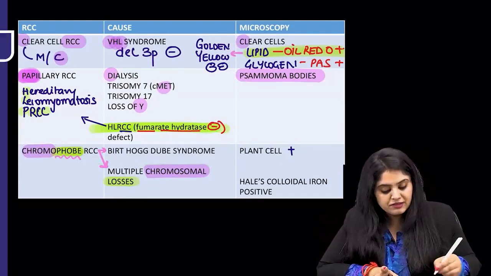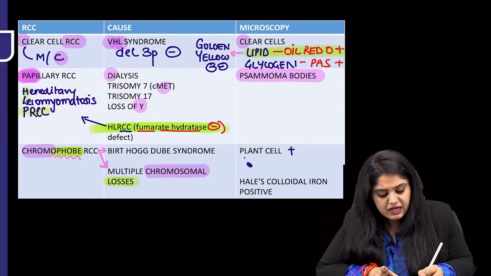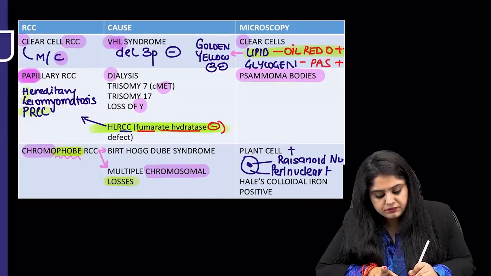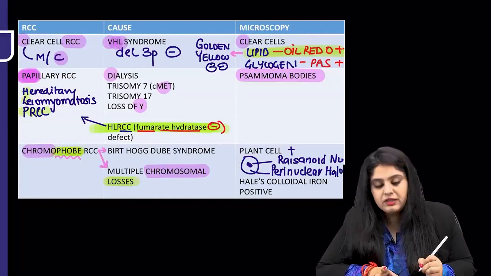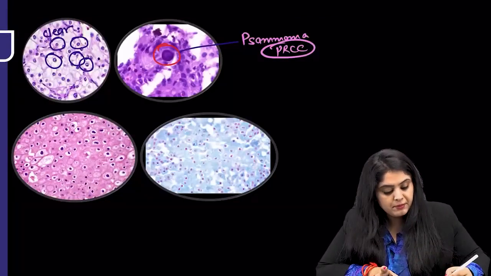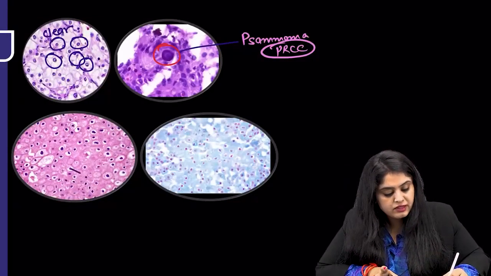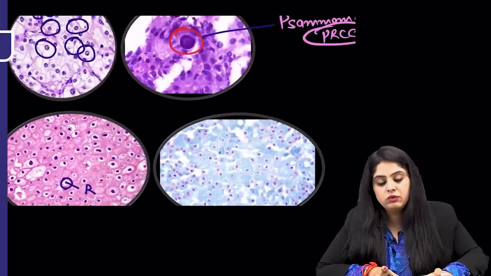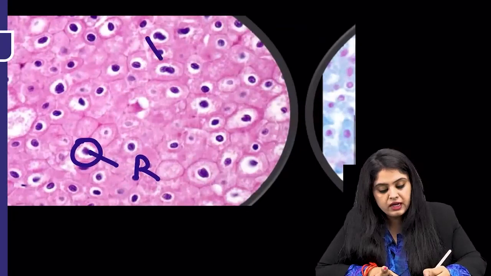Quickly, let's look at plant cells. Plant cells will have a very dark nucleus. Plant cells tend to have a raisinoid nucleus, and around the nucleus there is a white area. There is a perinuclear halo that you notice. So please remember, there is a very dark nucleus, raisinoid nucleus, and around it a white area, perinuclear halo. Again, a raisinoid dark nucleus with white area.